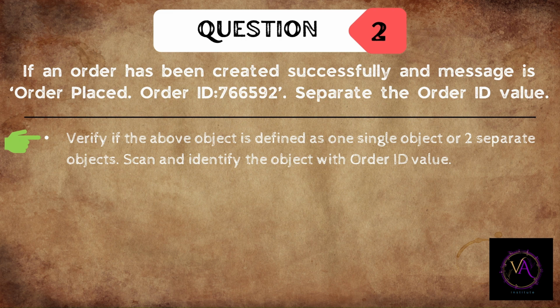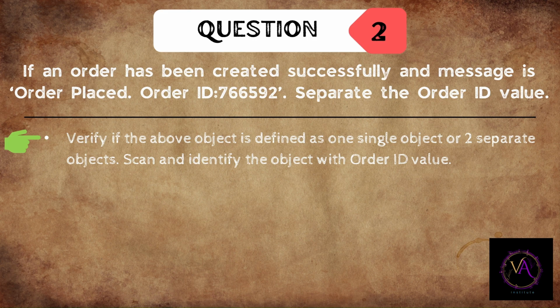Firstly, we have to understand if the above text is one complete single object or separate objects. If it is a separate object, I have to create a module for the order placed object separately and the order ID separately. So the order ID will be "Order ID colon 766592" taken into consideration. So identify what object you have. Sometimes your developer might have created the order ID label separately and the value separately. There can be chances where your developer can divide it and create the objects separately.